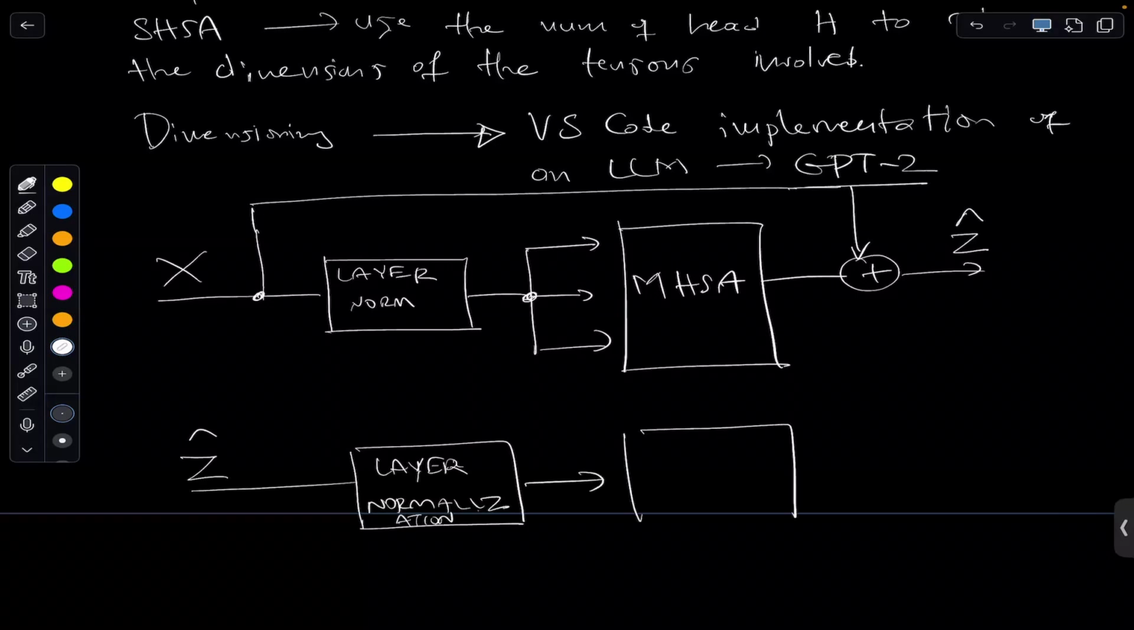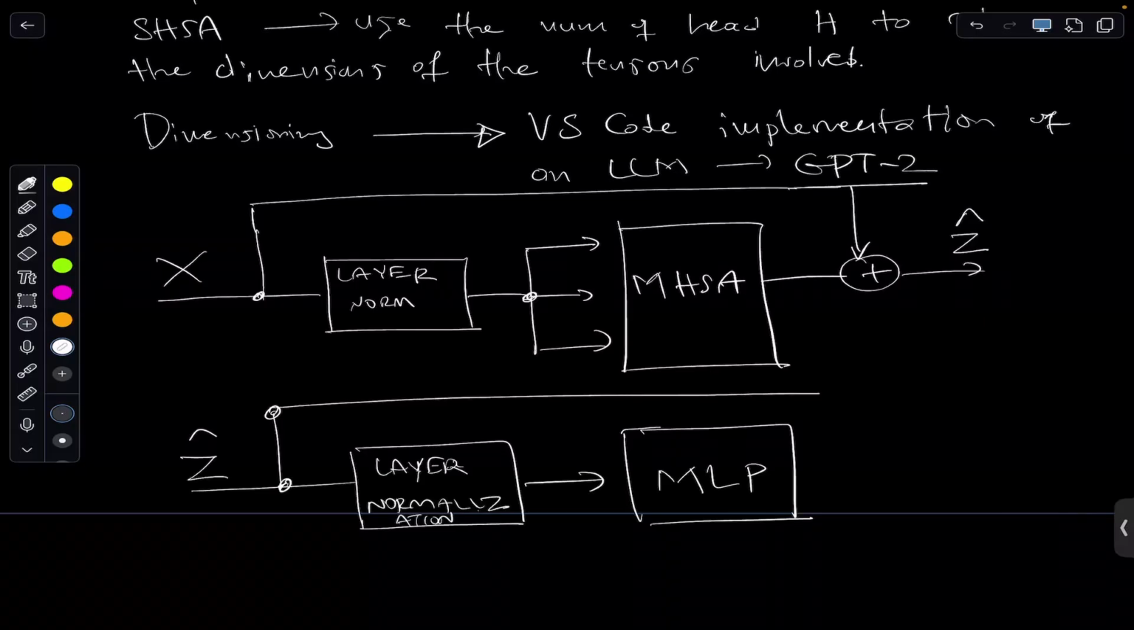And we pass it through this MLP, which is the raw compute stage. And finally, we end up with the so-called X hat.